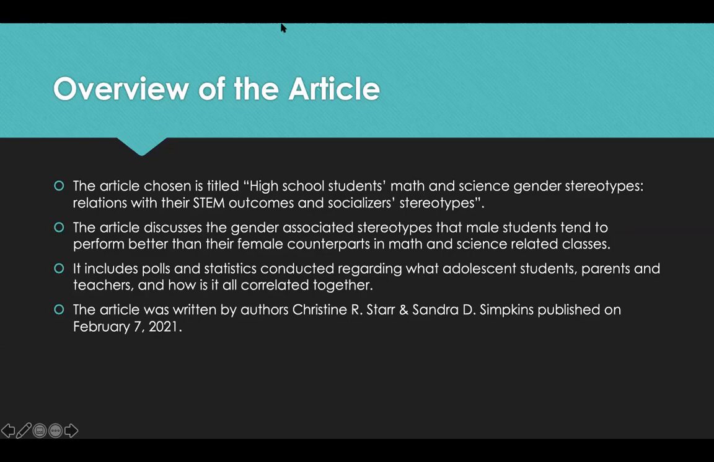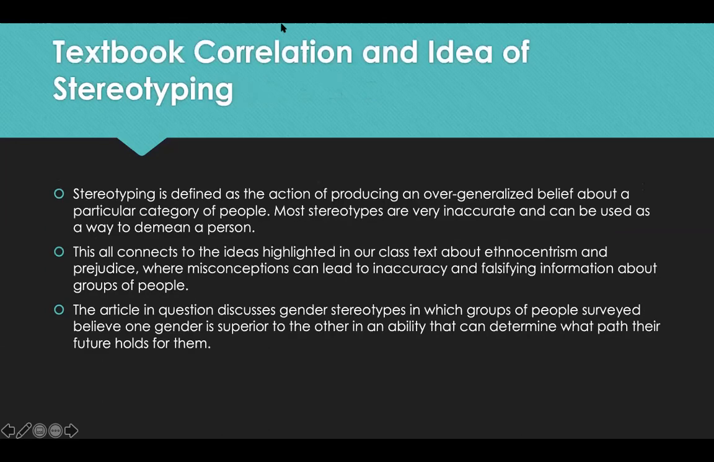The third question basically addresses whether these misconceptions they're coming up with are true. How are we able to correlate the data afterwards, comparing it to the actuality of things? So let's start talking a little bit about how it relates to the textbook. Textbook correlation and the idea of stereotyping.